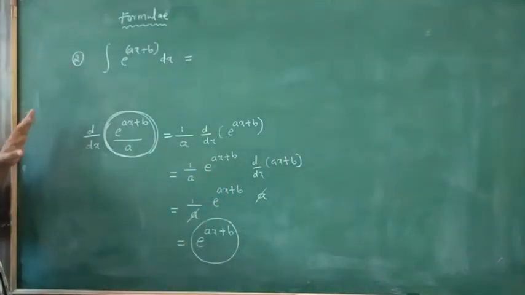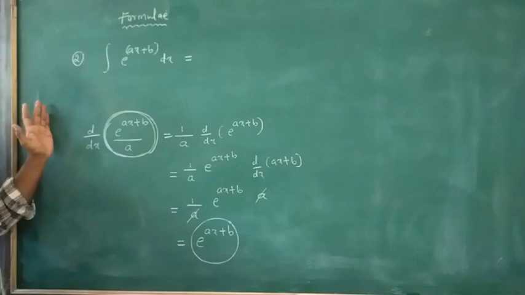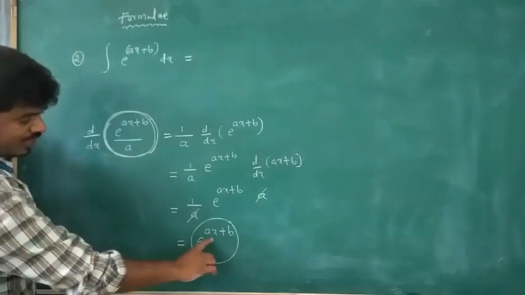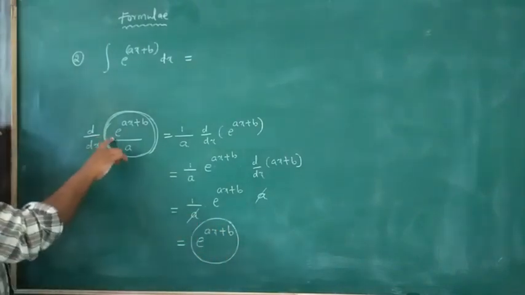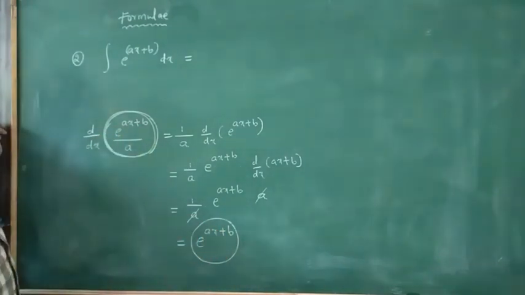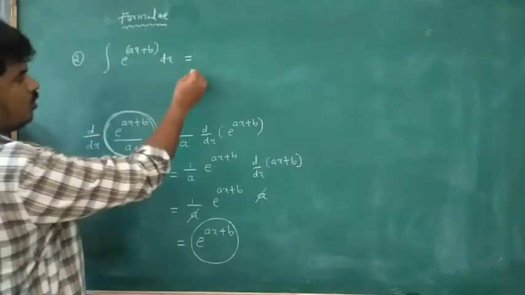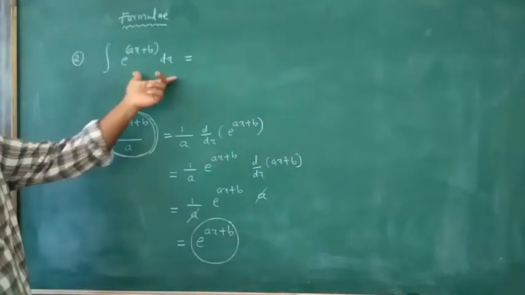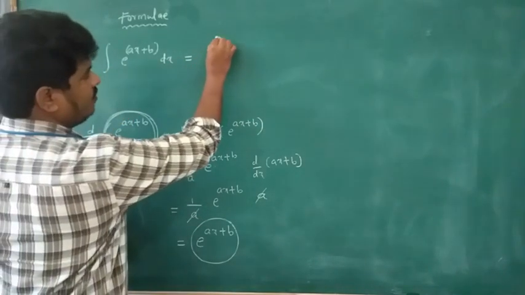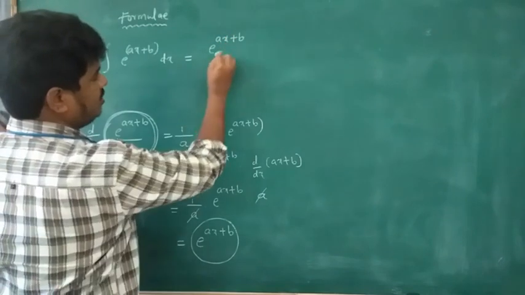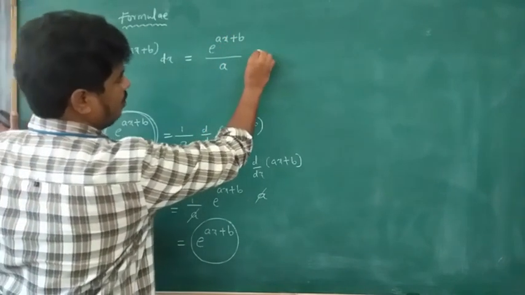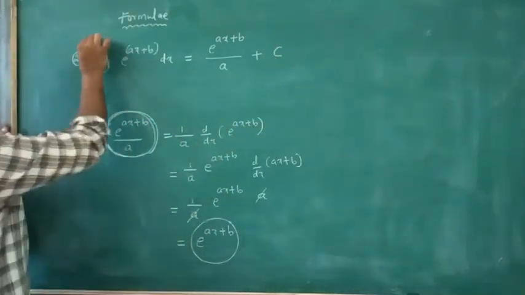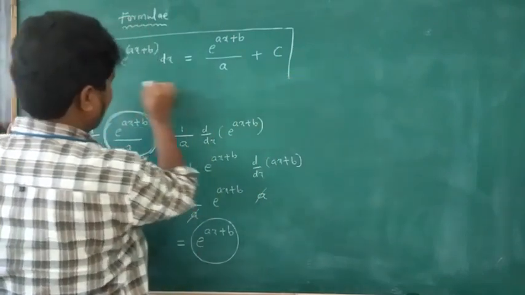Here what can we write? Integration is the inverse process of differentiation. So what can we write? The integral of e to the power of ax plus b is what? E to the power of ax plus b divided by a. So finally, the integral of e to the power of ax plus b dx equals what? E to the power of ax plus b divided by a plus c. Here c is the constant of integration. It is the second formula.